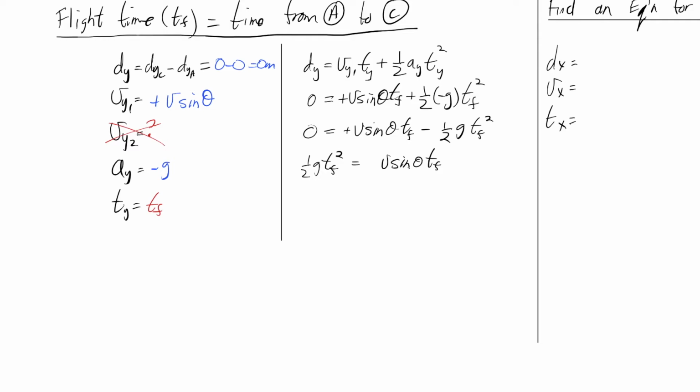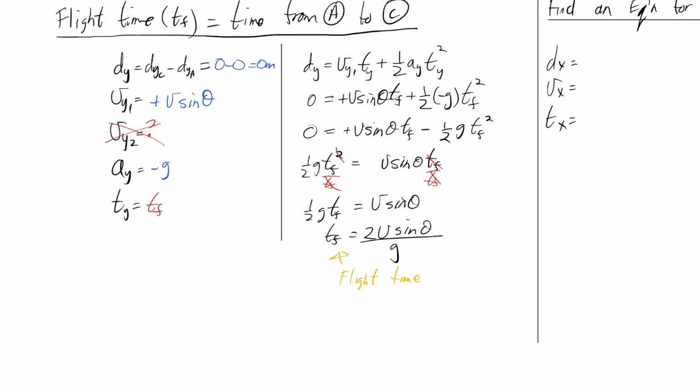Next, we can clean a few things up here. If you notice, we have a tf squared factor on the left-hand side and a tf factor on the right-hand side. So what we can do is divide both sides by tf. And what that does is it gets rid of the tf on this side and one of the tfs on this side. So we're then left with 1/2 g tf is equal to v sine theta. And now isolating for the flight time is a rather trivial affair. tf is equal to 2 v sine theta over g. And this is our flight time.